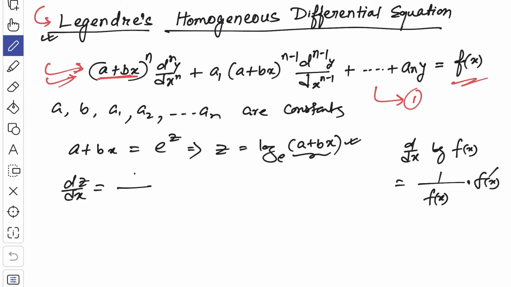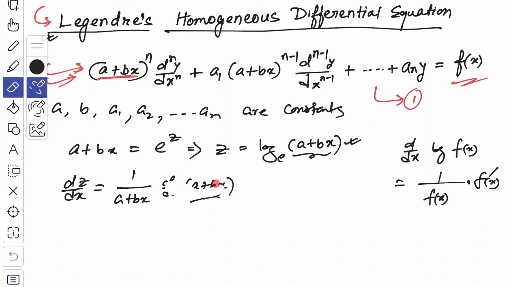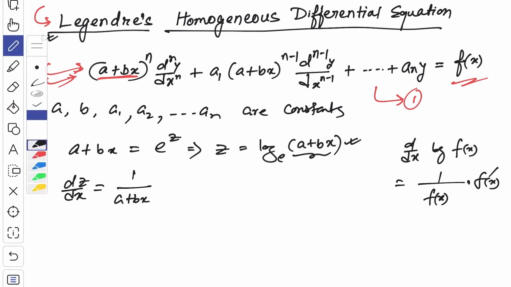So the derivative of this will be 1 by a plus bx, then again the derivative of a plus bx, which is nothing but b. So we can write the final result as b by a plus bx. Hope you have understood this. So let us take this one as equation number 2. We are going to use this later again, right?